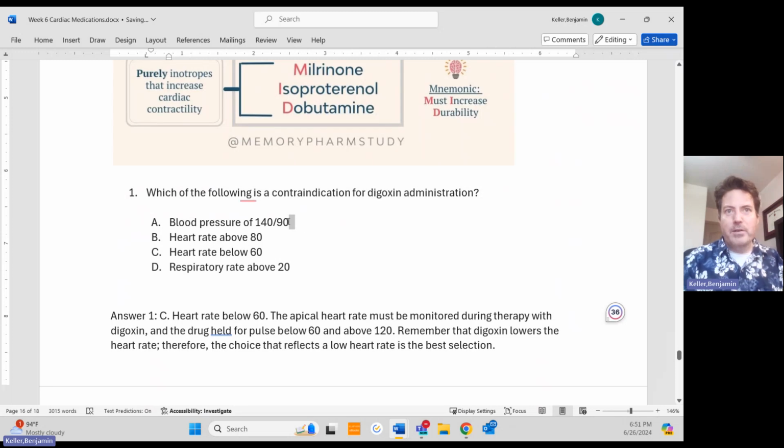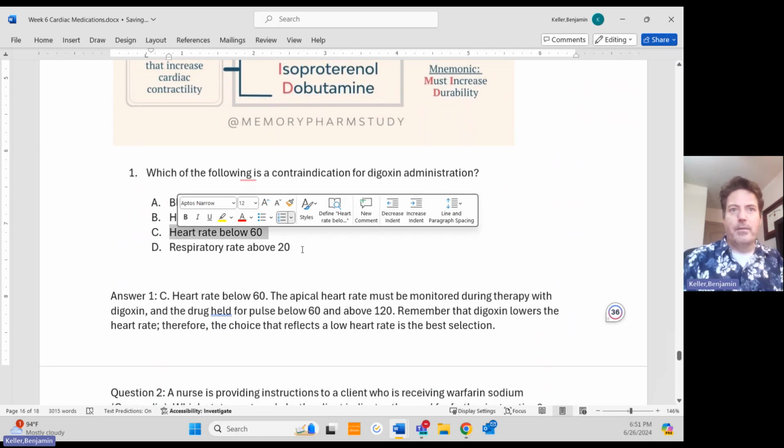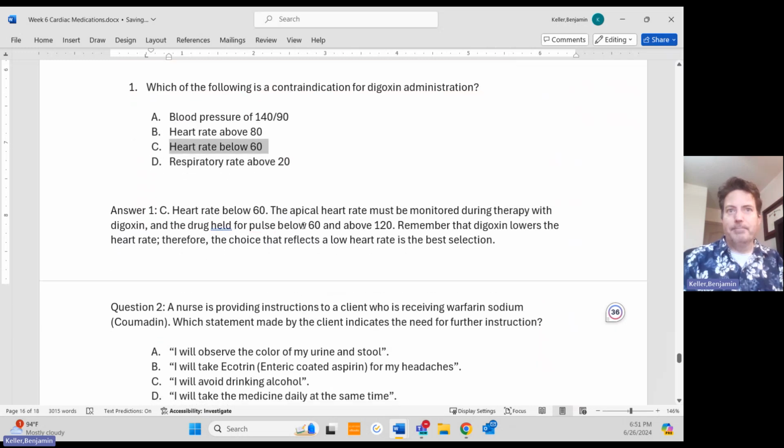we can give it if the blood pressure, that's okay. That's a little high, but it's okay. Heart rate above 80 is all right. Heart rate below 60, that's what we're concerned about. So heart rate above 60.